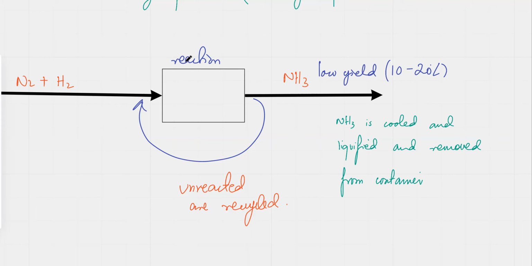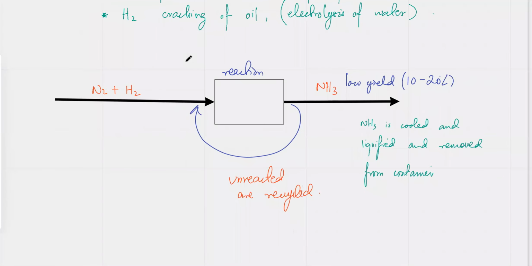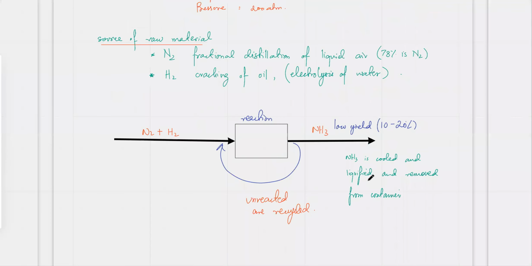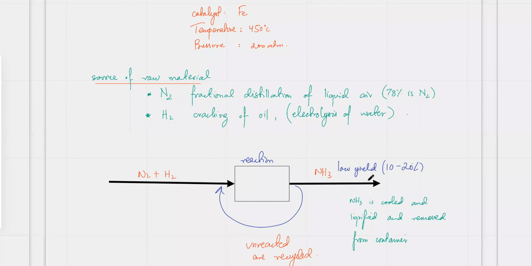So is this point clear about the low yield? Is this clear, everyone? Yes, sir. Okay. So it's not a reaction which produces a lot of ammonia. Just remember that.